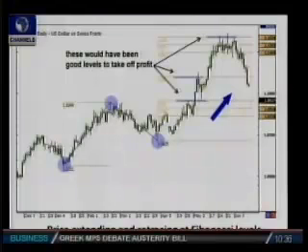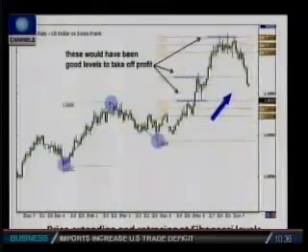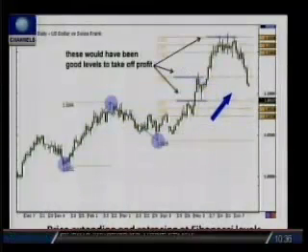If you look at the next one, let's look at the next chart. You will see that after price broke that high, it went up, and you can see that it retraced at the 1.618 Fibonacci level up there.